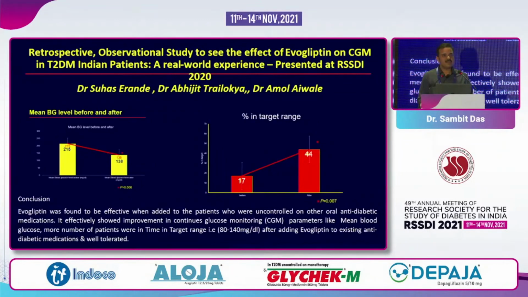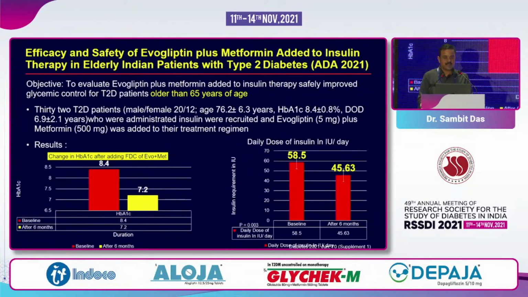They've also done a CGM study with Evogliptin in the real world setup, and they found the mean blood glucose level was lower, and the time in range significantly improved with the use of Evogliptin. Then there was a study of Evogliptin use in patients who are on insulin, and there also two important things came out: that the A1C reduction was more once you added metformin and Evogliptin with insulin, and the insulin dose requirement was also significantly reduced with the use of metformin and Evogliptin with insulin.